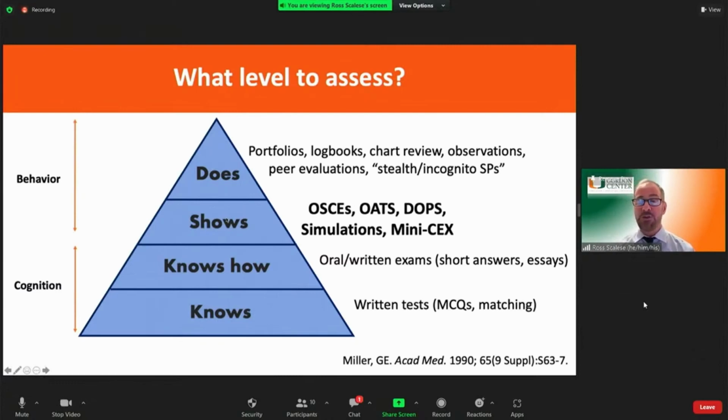But there's actually been some very interesting work done with stealth or incognito SPs, standardized or simulated patients, where an actor appears in someone's real clinic without them knowing. And they will pose a problem that's been scripted to see how the provider, in this case, treats them. And this is probably one of our most authentic forms of assessment. I think it's a very interesting but underutilized method of simulation-based assessment in the real workplace.